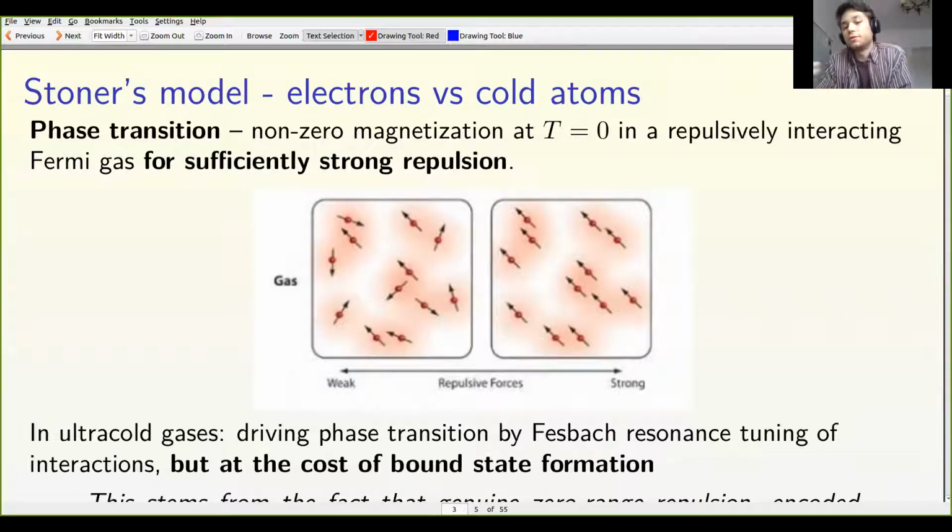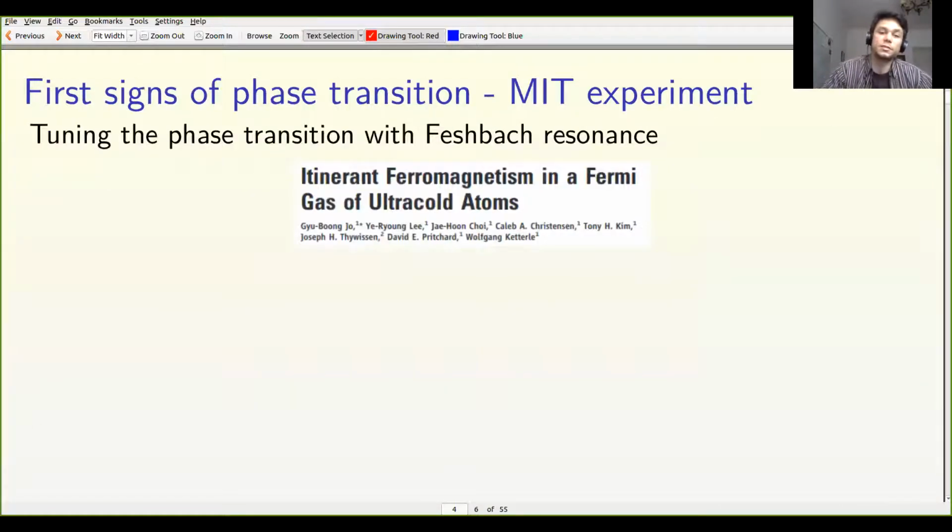What people try to do is to look for some traces of the ferromagnetic behavior in excited states. Okay, so there is an ongoing research. People try to realize that ferromagnetic transition, and the first experimental results I would like to talk about is the experiment from MIT, some group of Wolfgang Ketterle.